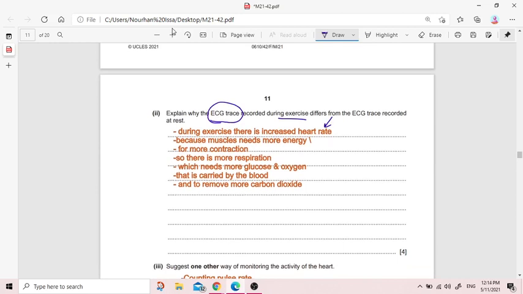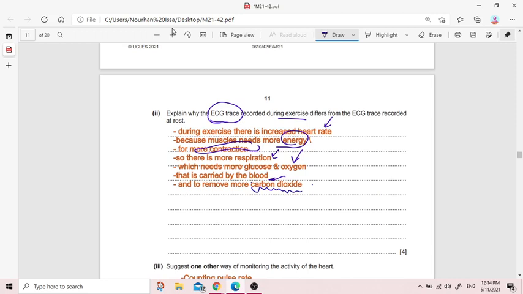Why is this? Because the muscles need more energy for more muscle contraction. So the muscle makes more respiration. Therefore, it needs more oxygen and glucose, which is carried by the blood. Why else do we have a faster heart rate? In order to remove the waste carbon dioxide that was produced from respiration.